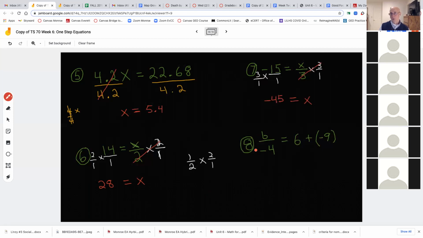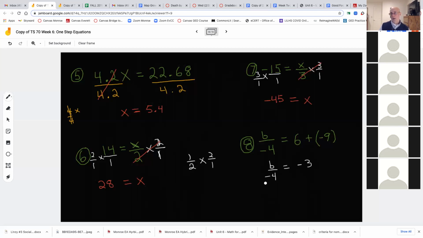All right, I did want to show you 8 here. I've got b over negative 4 equals 6 plus negative 9, okay? I'm going to kind of do one step at a time here. So I'm going to rewrite this as b over negative 4, and I'm going to do the math on the other side first. 6 plus negative 9 is negative 3, because negative 9 is the bigger number. So now I've got b over negative 4 equals negative 3.